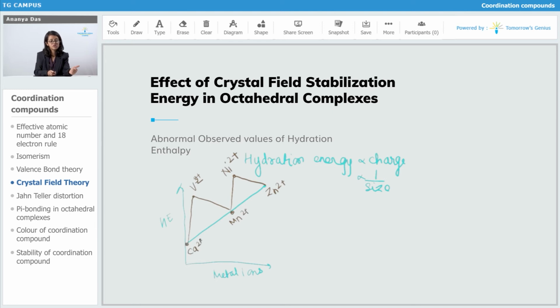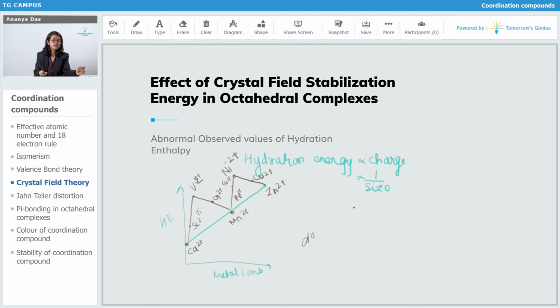So Ca2 positive also has CFSE 0 because it has no d electrons at all. So Ca2 positive is actually d0, that's why CFSE is 0. So Ca2 positive is also going to lie on the line. And here we will have scandium 2 positive, titanium, then we have chromium 2 positive, Fe2 positive, Co2 positive, and Cu2 positive.